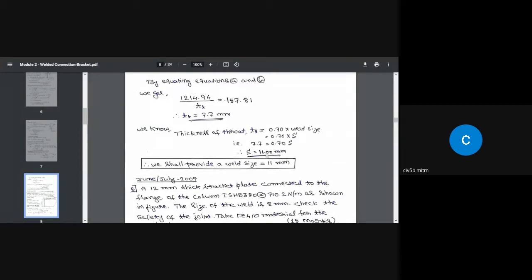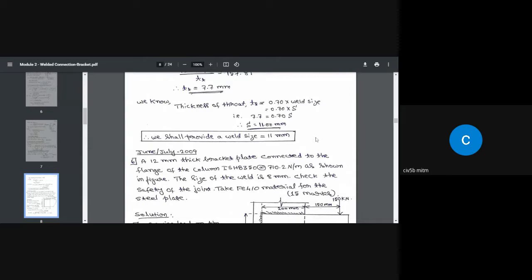So what is the size of the weld we need? 11 millimeter. I hope this is clear to you, guys, and I'm going to solve one or two problems this way next.